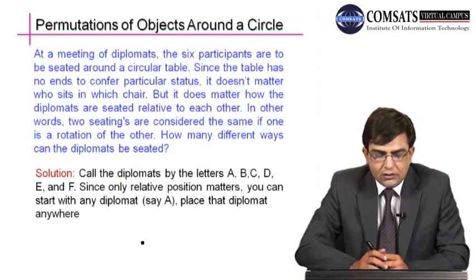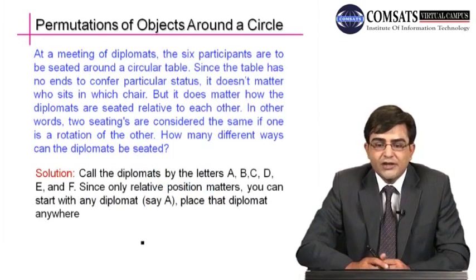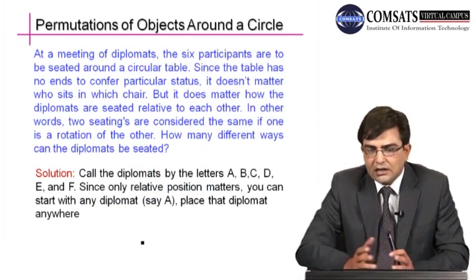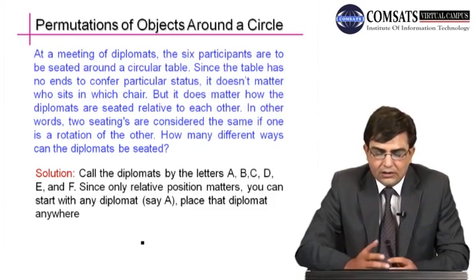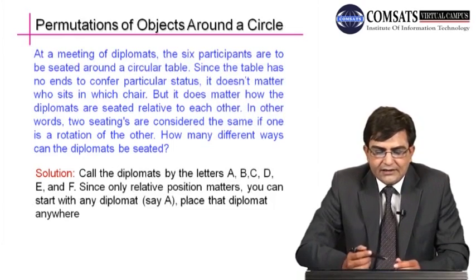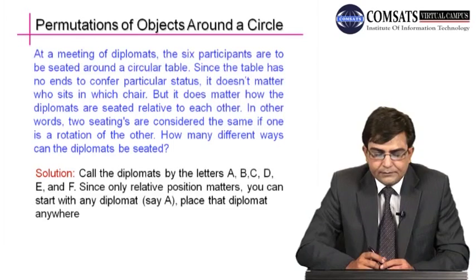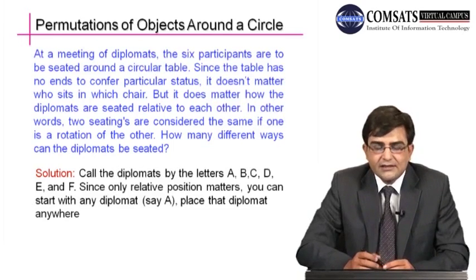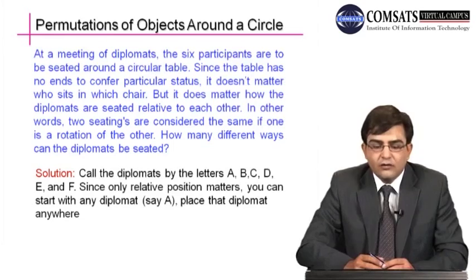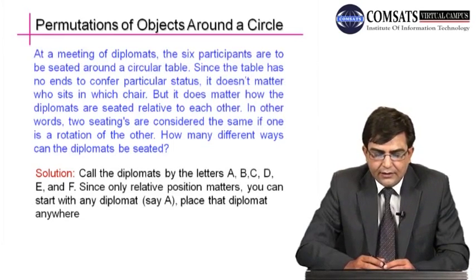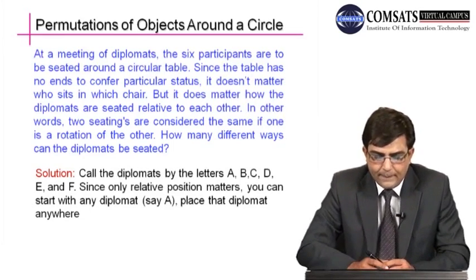Now today, how do we calculate permutations of objects around a circle, around a square, around a rectangle, or a pentagon, anything? That is, objects which are in the form of a circle. For example, if we are given 6 participants in a meeting of diplomats, then they are seated in a circular table.